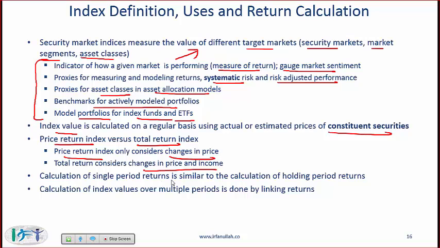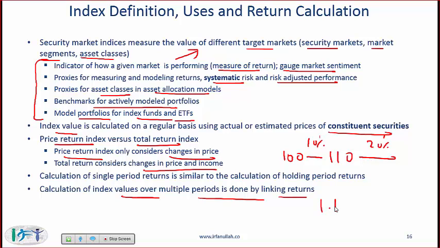Calculation of a single period return is similar to the calculation of a holding period return. So if in a given period your index went from 100 to 110, then the single period return is 10%. If you say that this return was 10%, then in the next period the return was 20%, then the calculation of index values over multiple periods is done by linking returns. So if we say what was the average return, that will be calculated using a geometric mean. So 1.1 into 1.2 raised to the power of 1 over 2, where 2 is the number of periods.